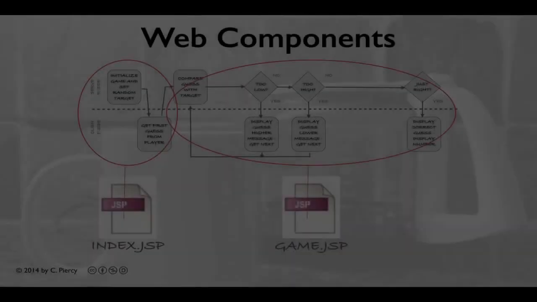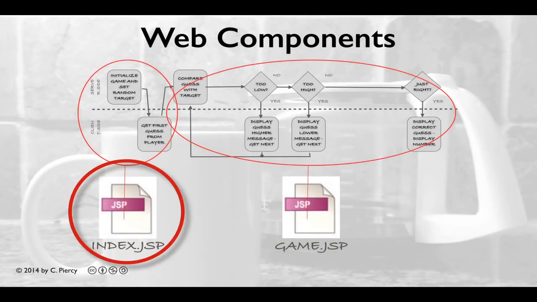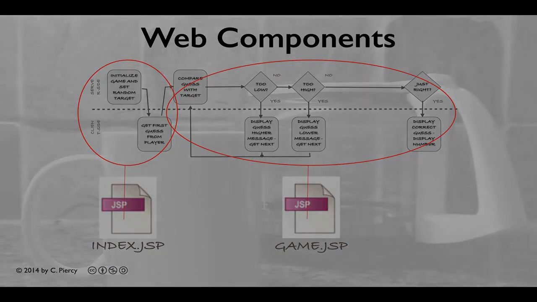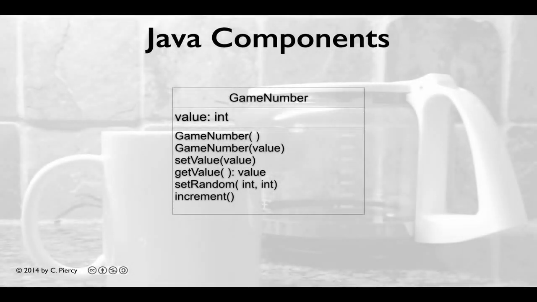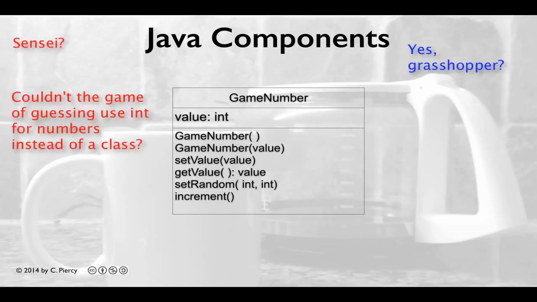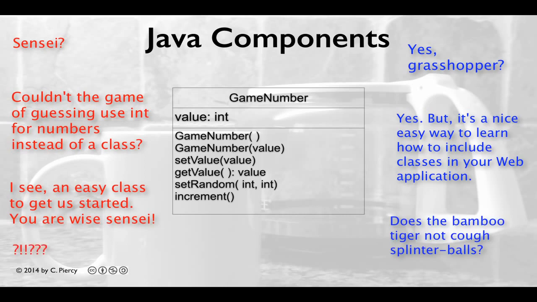To build this game, for our JSP version, we'll need to make two web components, an index.jsp and a game.jsp. Each of these may call on components in the model. For our model, we'll include one Java class called GameNumber. Some of you may be thinking this is not necessary for our guessing game, and I would have to say, you're correct. The only reason I'm including it is so I can teach you how to add Java classes in a simple way to a dynamic web application.